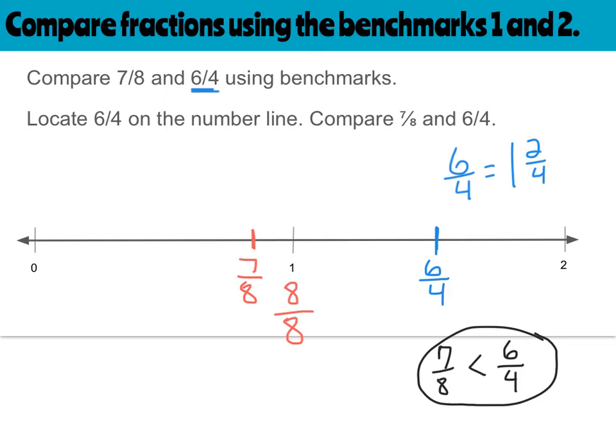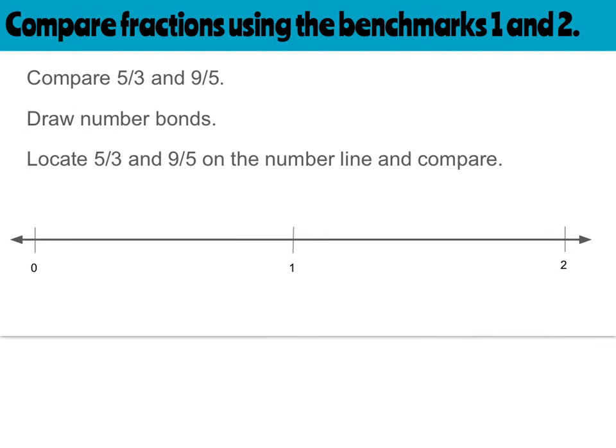So we're applying our benchmark knowledge from yesterday to today's lesson, and we're adding more benchmarks that are larger than 1 whole. I would like you to try this one on your own. Compare 5/3 and 9/5. On your dry erase sleeve, draw number bonds for each of those numbers, and then locate 5/3 and 9/5 on the number line to compare. When you think you are done, press play on the video and check your work.